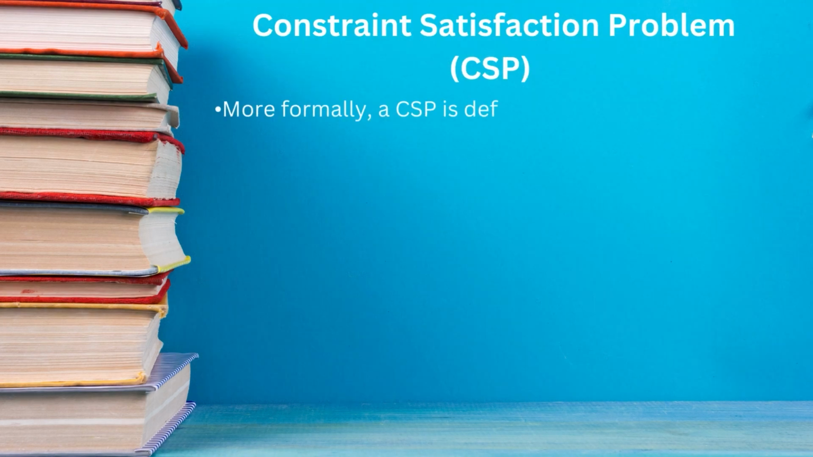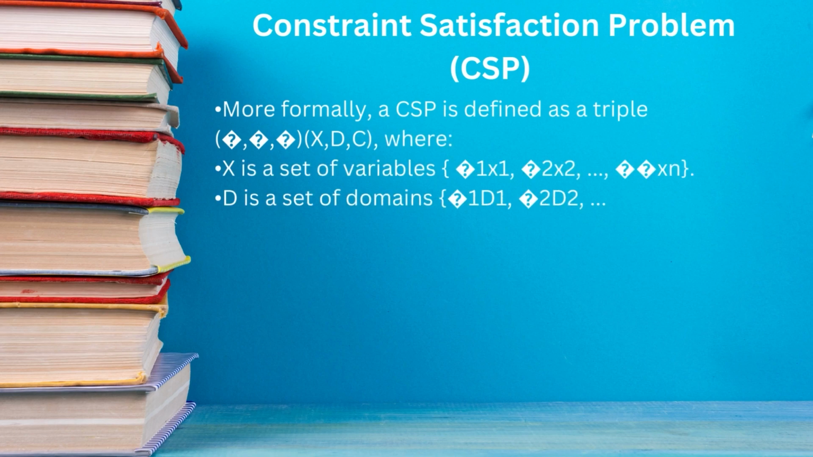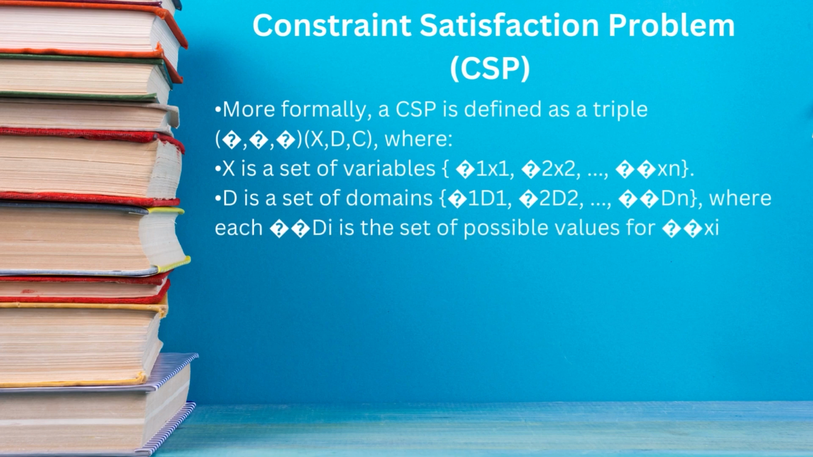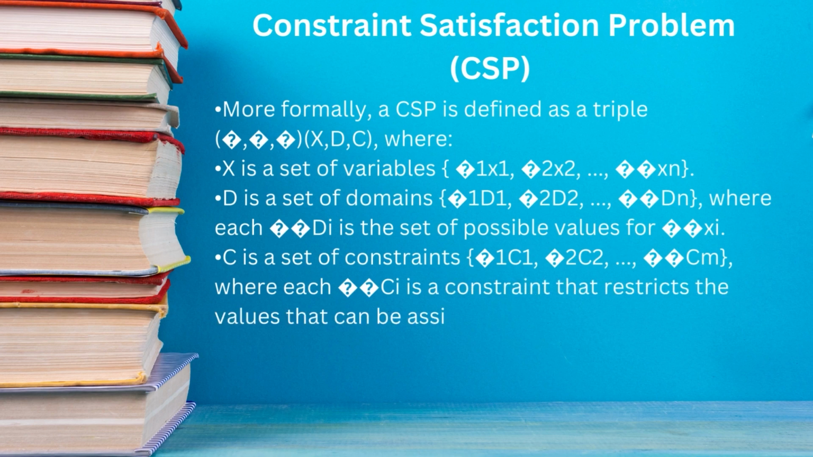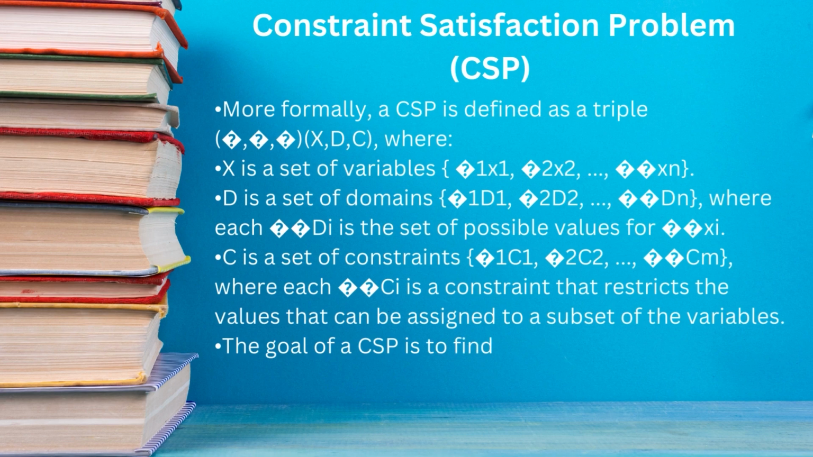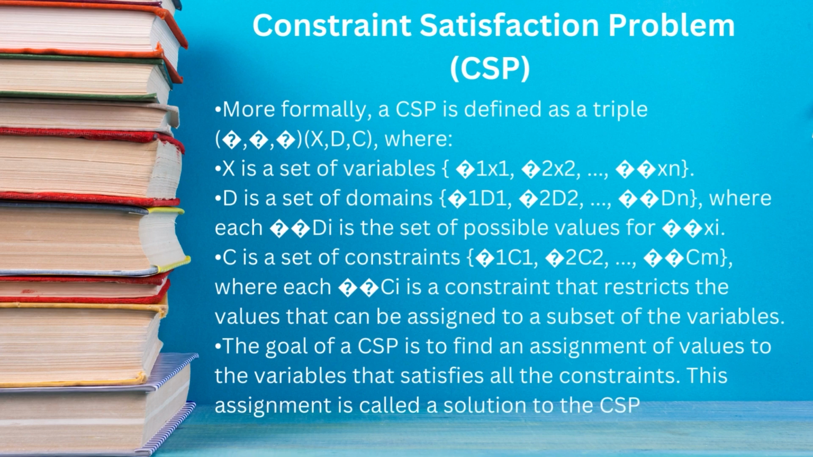More formally, a CSP is defined as a triple X, D, C, where X is a set of variables x1, x2 up to xn. D is a set of domains d1, d2 up to dn, where each di is the set of possible values for xi. C is a set of constraints c1, c2 up to cm, where each ci is a constraint that restricts the values that can be assigned to a subset of the variables.